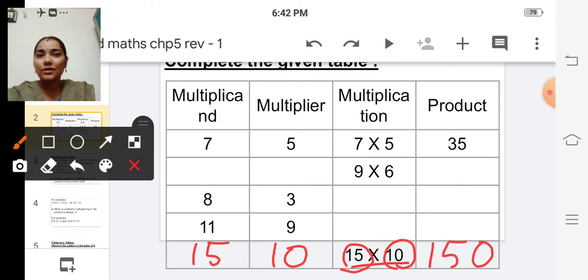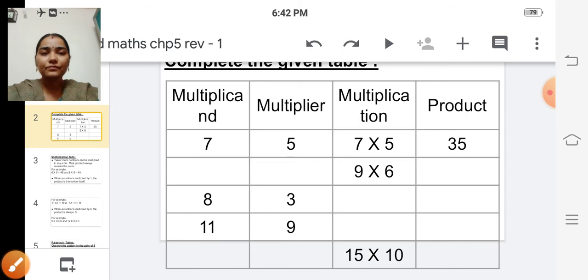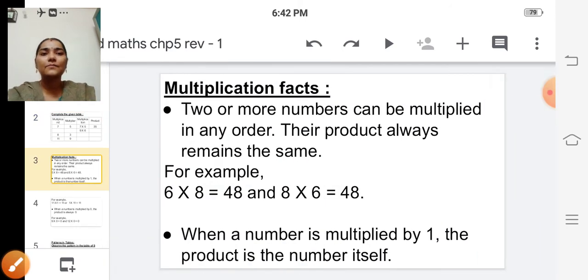Yes. Which one is multiplicand? The number to be multiplied is called multiplicand. Which one is multiplier? The number by which we multiply is called multiplier. The product is nothing but the answer. Okay, so we'll move on to the next one.